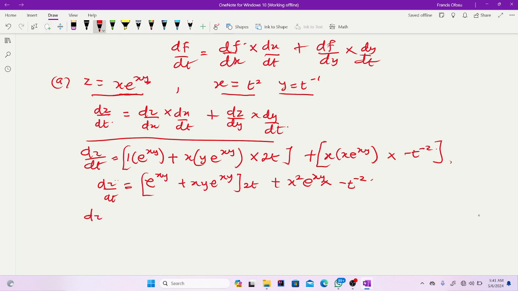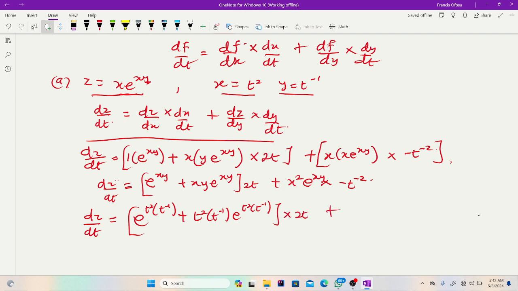So our dz over dt is simply equal to e to the power, so the x is what? t squared, right? So t squared, and the y is t to the power negative 1, plus t squared t to the power negative 1 e to the power t squared t to the power negative 1, all multiplied by 2t. Is that not it? 2t plus x squared. X itself is t squared, so t squared to the power squared e to the power t squared multiplying t to the power negative 1 times negative t to the power negative 2.